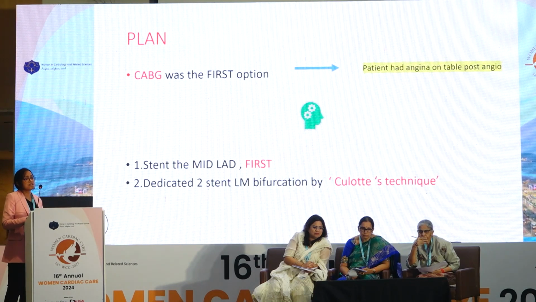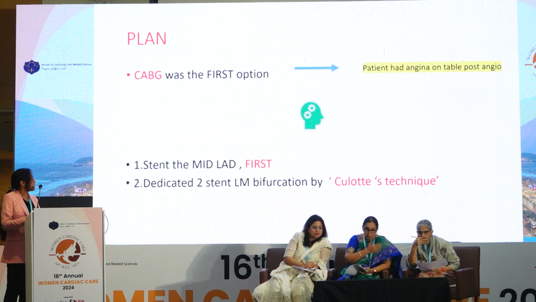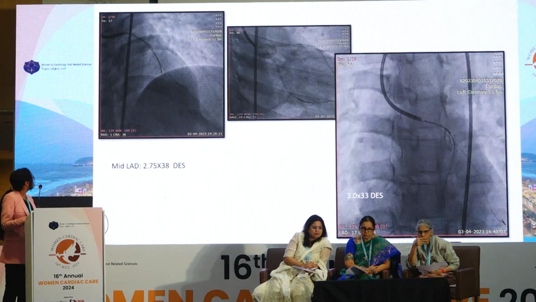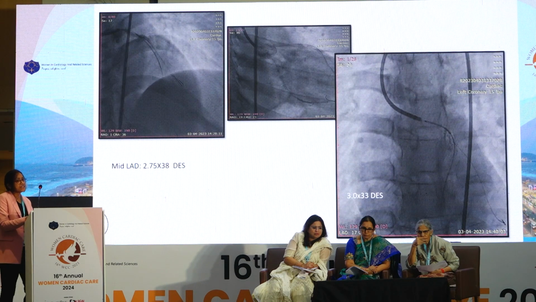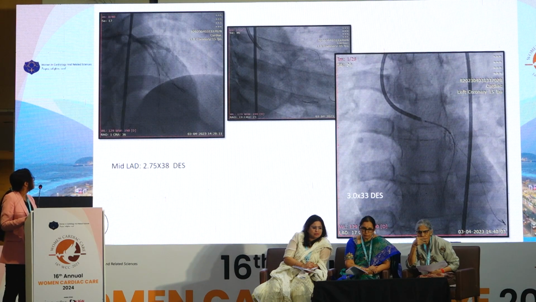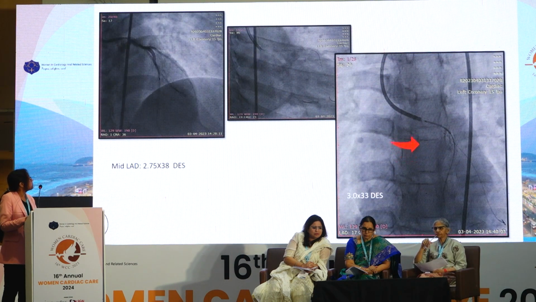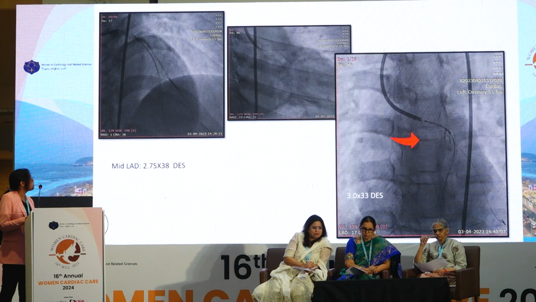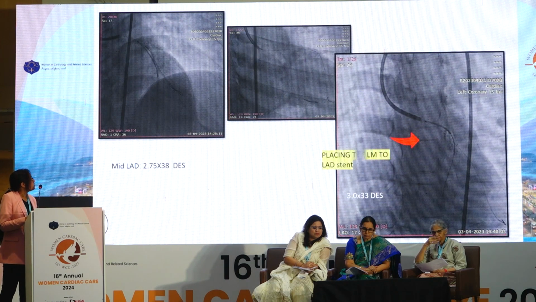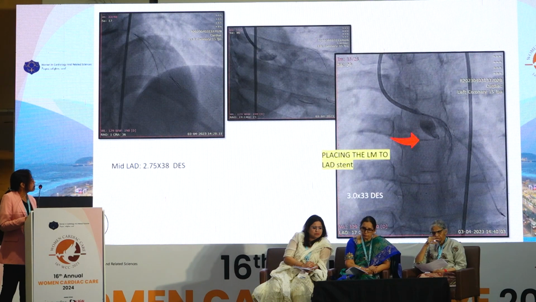But while we were discussing the plan of management, the patient developed chest pain on the table. So we took the patient for coronary angioplasty. We planned to stent the mid-LAD first and then go for dedicated bifurcation stenting with 2 stents with the culotte technique. So we wired both LAD and LCX and pre-dilated with a 2.5 x 12 mm balloon, and we put a 2.75 x 38 mm DES in the mid-LAD. Then we placed a 3 x 33 DES from left main to LAD.